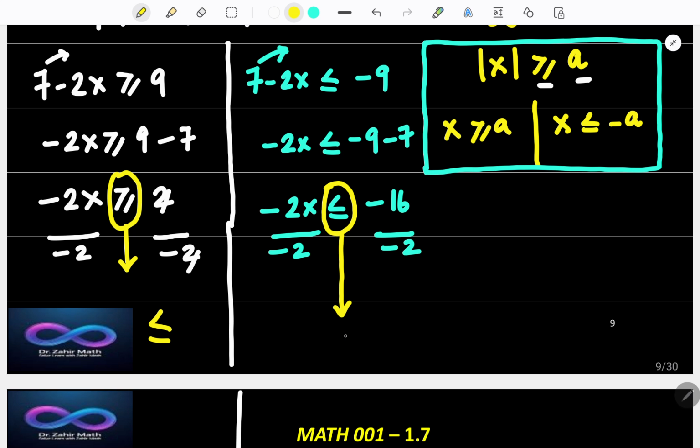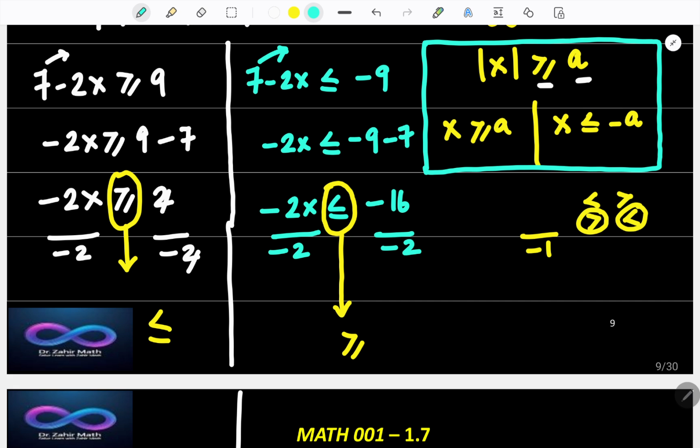Less than or equal to becomes more than or equal to. Keep in your minds, this is what the rule told you. When you divide by a minus, this inequality changes to this. Keep that in your mind.